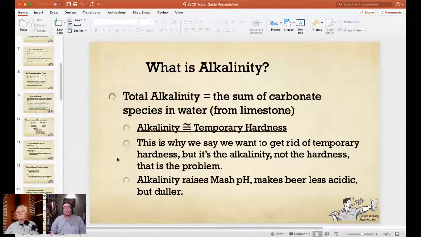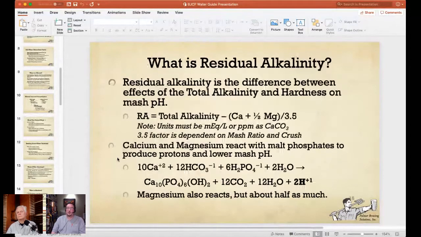Okay, so what is residual alkalinity exactly? Well, it's the difference between the effects of the total alkalinity and the total hardness on mash pH. There's the equation right there. Residual alkalinity equals total alkalinity minus (calcium plus half the magnesium) divided by 3.5. And what we're saying there is that total alkalinity is going to act to raise mash pH. Calcium and magnesium are going to act to lower mash pH, and there's your net result.